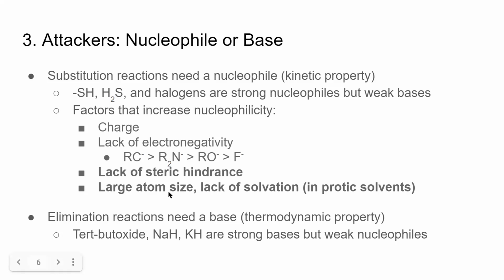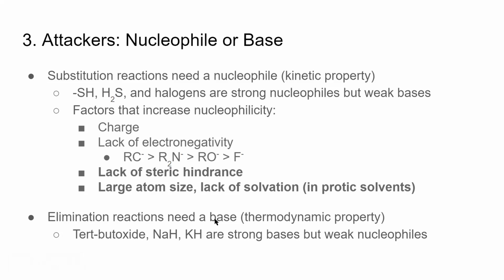Also, large atom size. That's one reason why you see a lot of sulfur as very good nucleophiles. This is because of two reasons. One main reason is that because it has a very large size, it's very easily polarizable. It's very easy for it to donate those electrons and do a nucleophilic attack. Another thing is what we've mentioned before about protic solvents, that lack of solvation. So iodine, if it's in a protic solvent, is not going to be very hindered. It's not going to be very solvated, and because of that, its nucleophile strength is not going to be decreased.